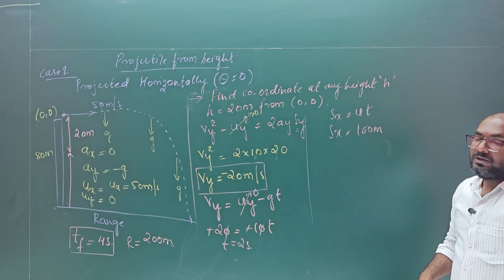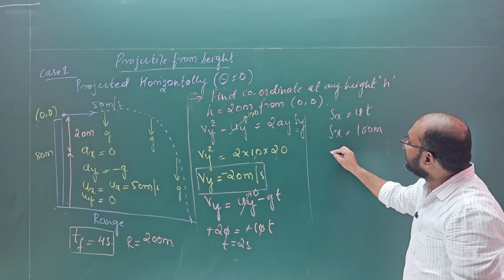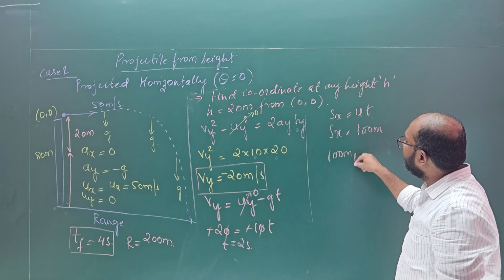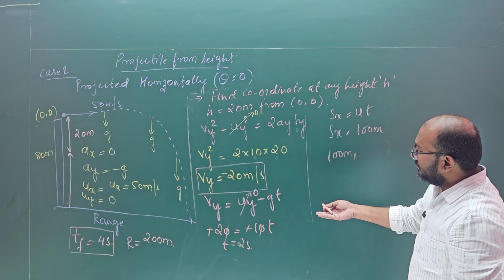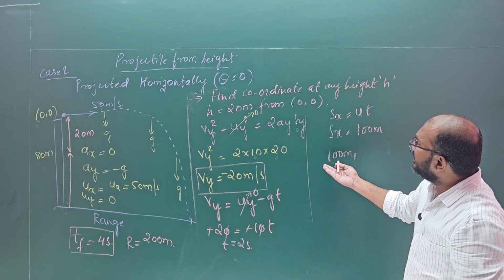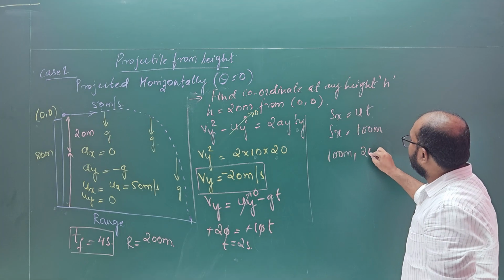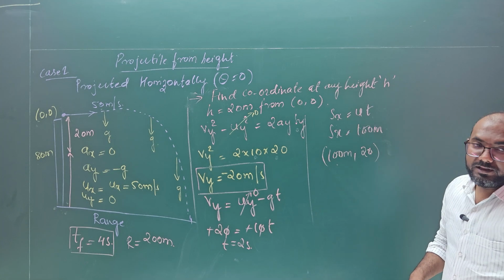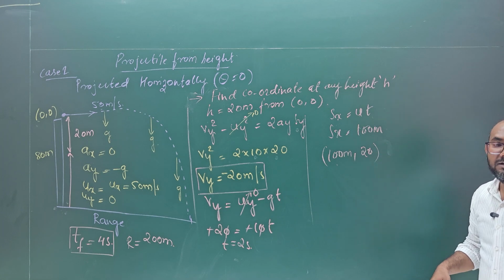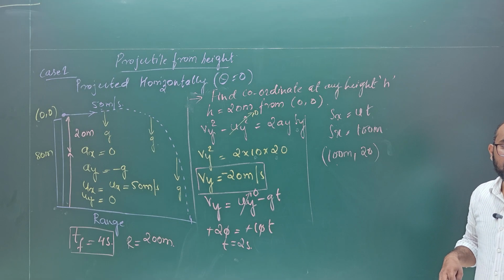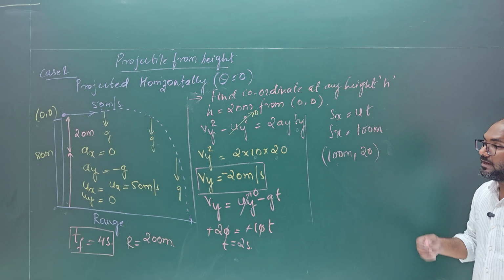Yes or no? So what are the coordinates now at t is equal to 2 seconds? Can I say that 100 meters comma and what height is given? We have taken 20 meters. So 100 comma 20 meters. These are the coordinates when height is given. Can we calculate this? Yes, we can calculate.